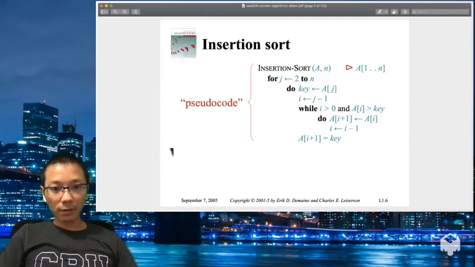Think of this like your hand holding the card you just drew. You want to figure out where to put it, so you slide to the left and compare with the next card. So you have to move that A[i] to A[i+1], meaning you move this element to the right, and now you compare with the next value. So we reduce i, looking at the value with a lower index, the card right next to it on the left. So we'll keep doing this.